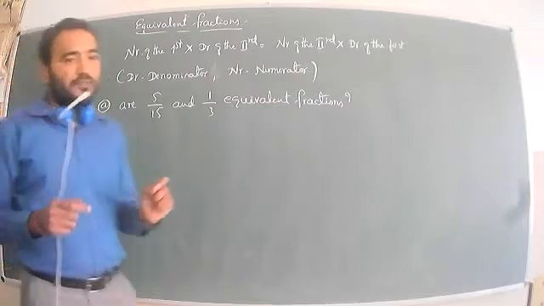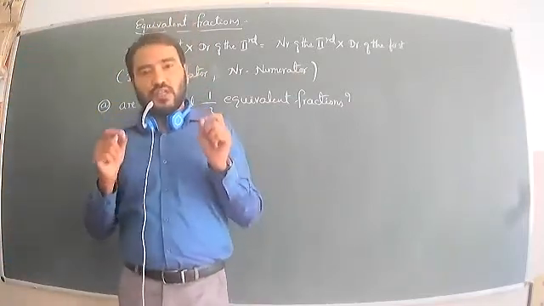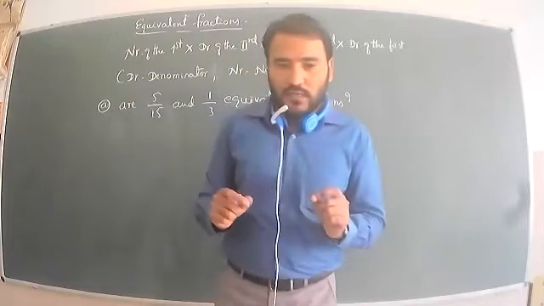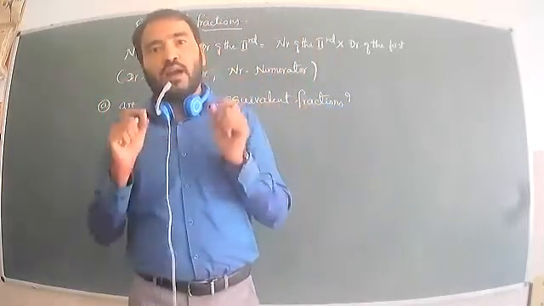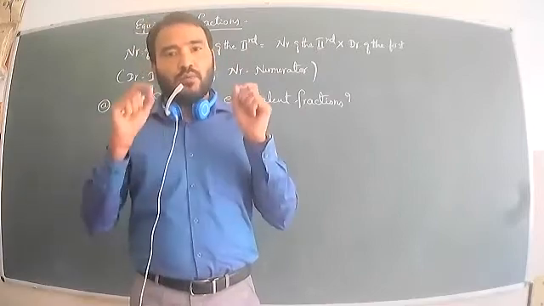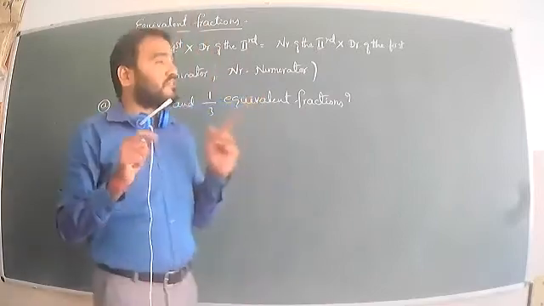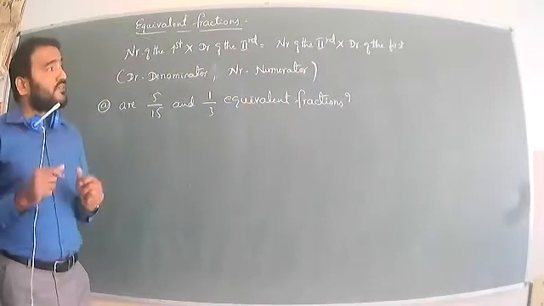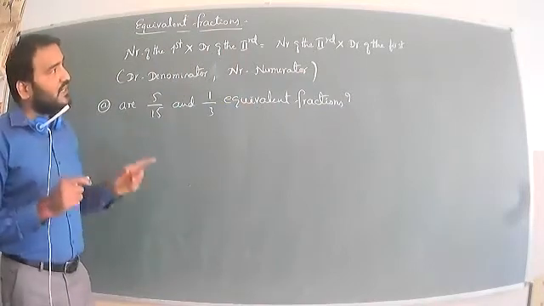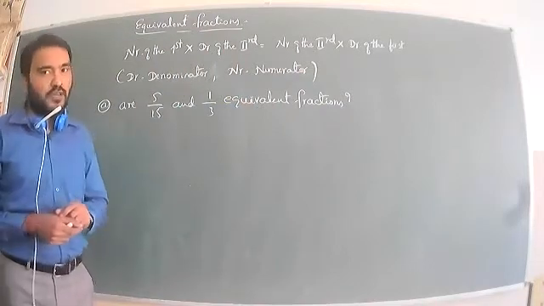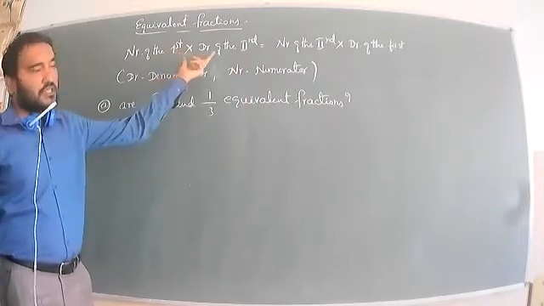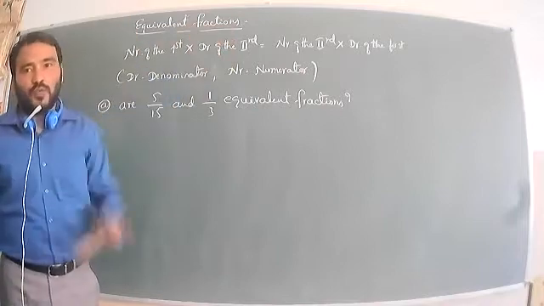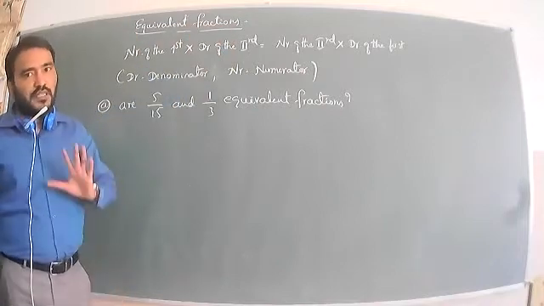When we say that two fractions are equivalent, look at that: the product of the numerator of the first and the denominator of the second equals the numerator of the second into the denominator of the first. So this is the formula. Using this formula, I will explain, and after that we can understand how to find the equivalent fractions.